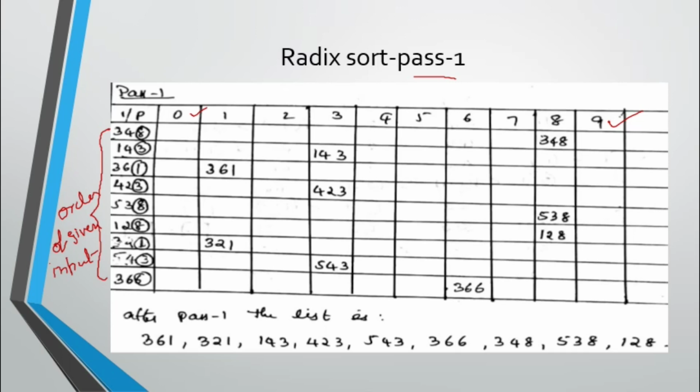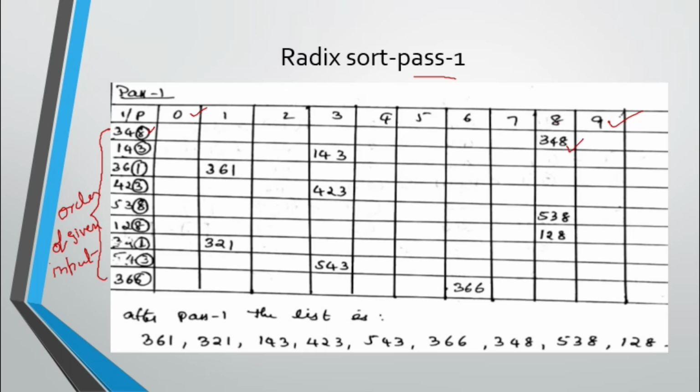That is 348, 143, 361, 423, 538, 128, 391 and 543 and 368. So what you are supposed to do? In step 1 you need to circle all ones places, and whichever number is coming in ones place, you need to write that number under that particular digit. For example, if ones place is 8, that means under 8 you need to write 348. That is how it is.